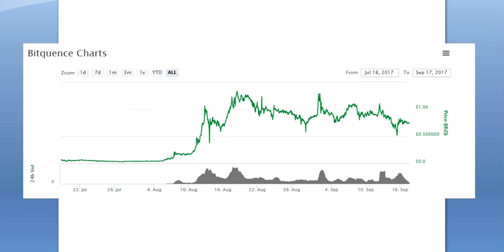Here is the chart of Bitquence, by request, and let's do some counts on this.